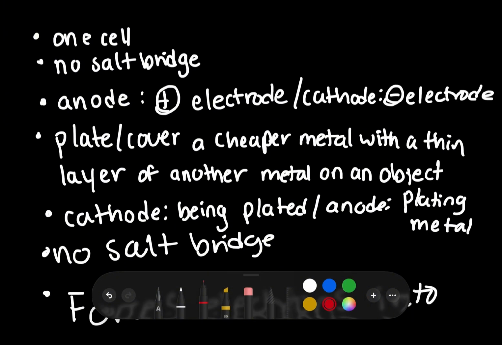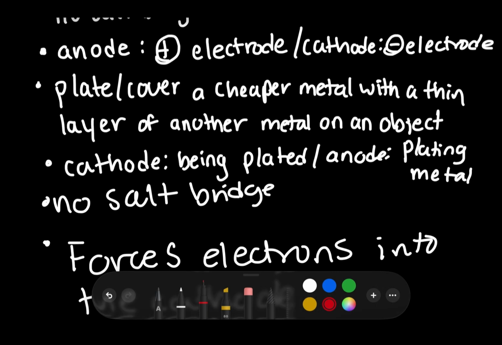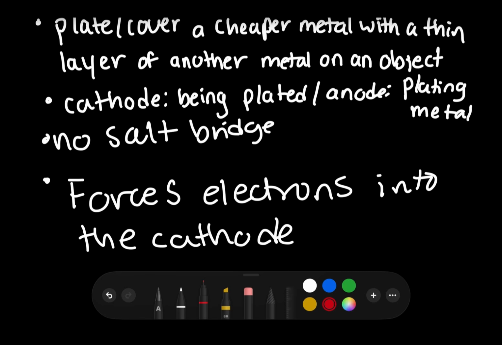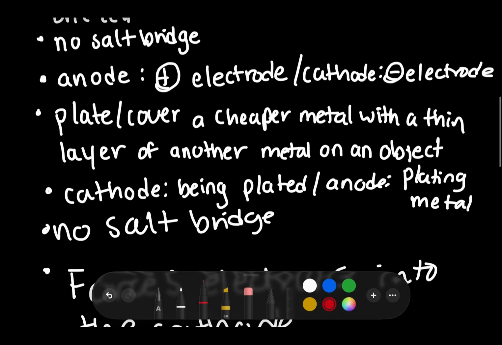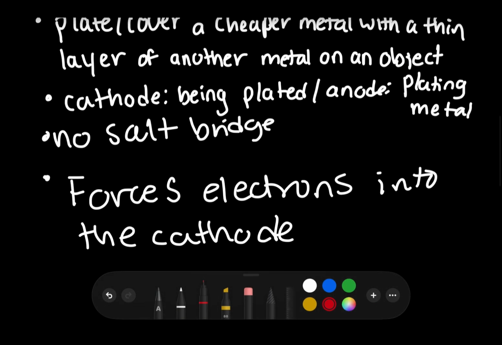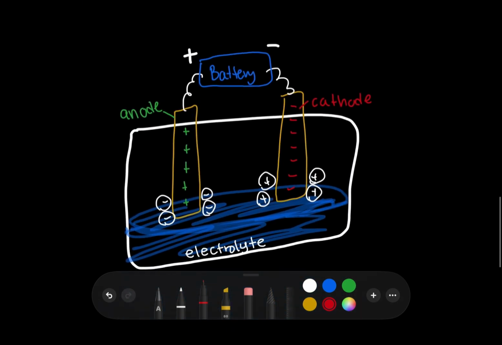Now, in a real life situation, we can use electrolytic cells for something called electroplating, where you plate or cover a cheaper metal with a thin layer of another metal on an object. And in electroplating, the cathode is the one being plated and the anode is the plating metal. Lastly, the battery or the non-spontaneous power source in this electrolytic cell is forcing the electrons into the cathode. So it's pulling the electrons away from the anode and pushing them through to the cathode, which is allowing the reaction to happen.